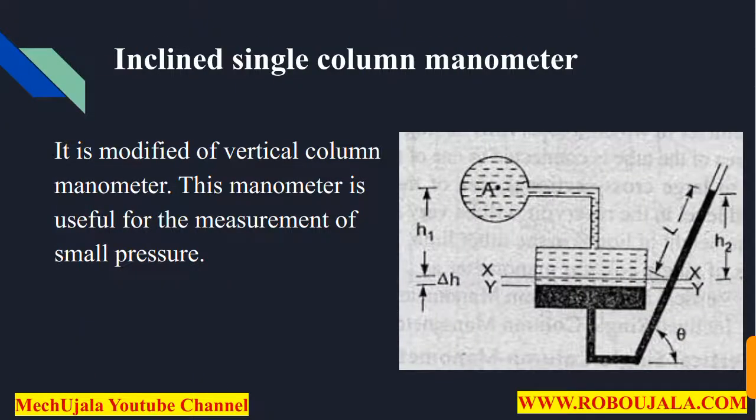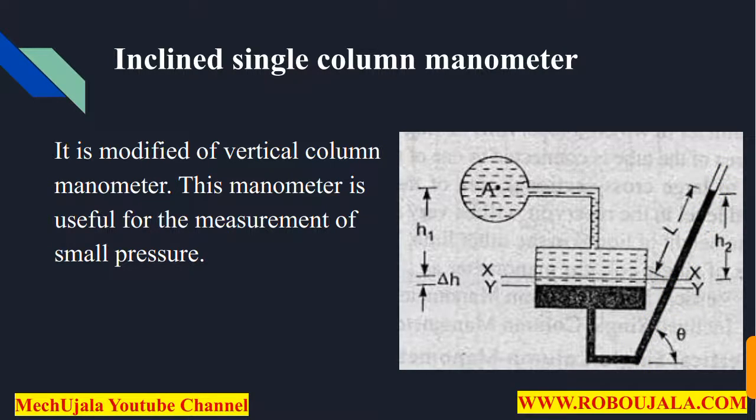Now let's see the inclined single column manometer. It is a modified vertical column manometer. This manometer is useful for the measurement of small pressures. So inclined single column manometers are used to measure pressures that are very small. As you can see here in this diagram, there is a tube which is inclined, as you can see this one.